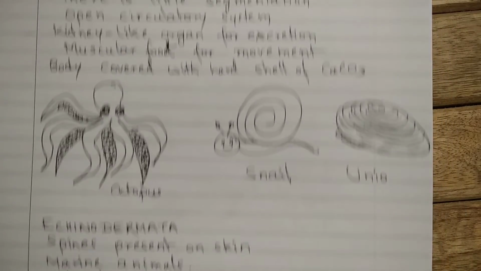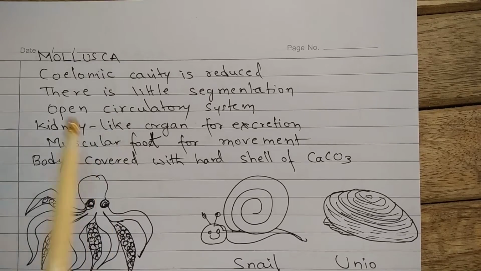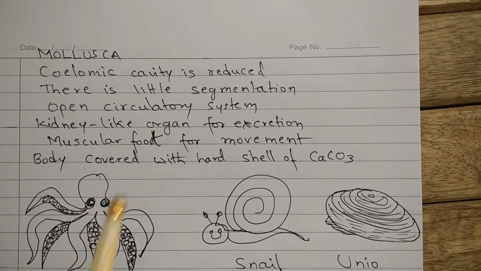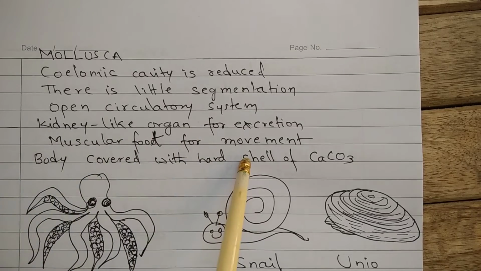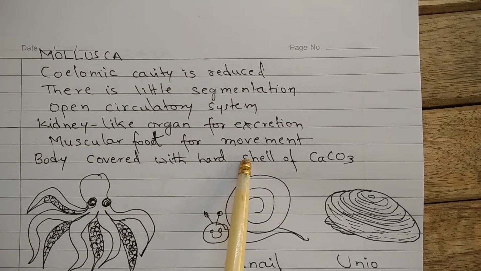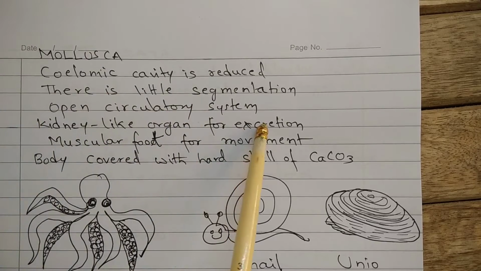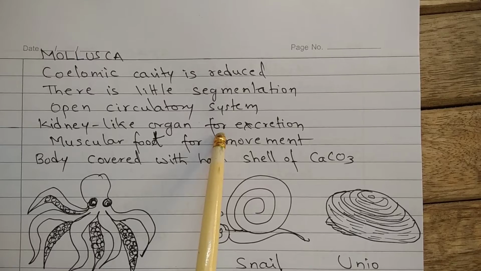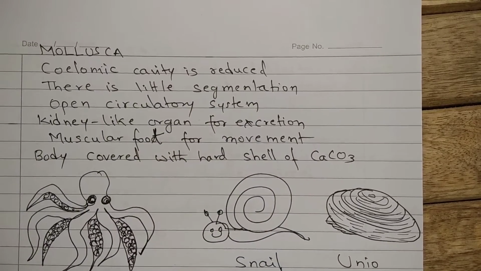Mollusca. Mollusca are animals which have a soft body covered with a hard shell of calcium carbonate. The coelomic cavity is reduced, and there is a muscular foot for movement. This animal shows little segmentation. The circulatory system is still open. Now kidney-like organs appear at this stage for excretion. So now specialization is gaining ground.